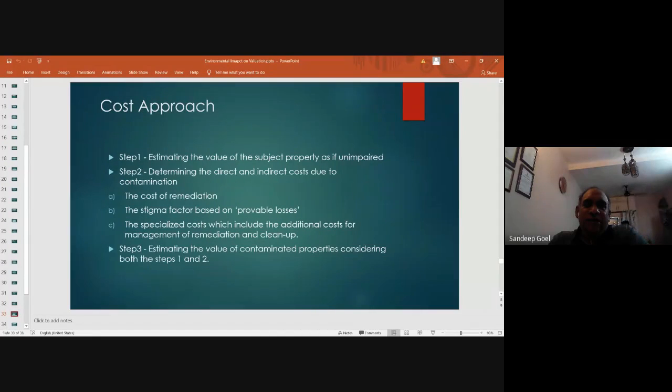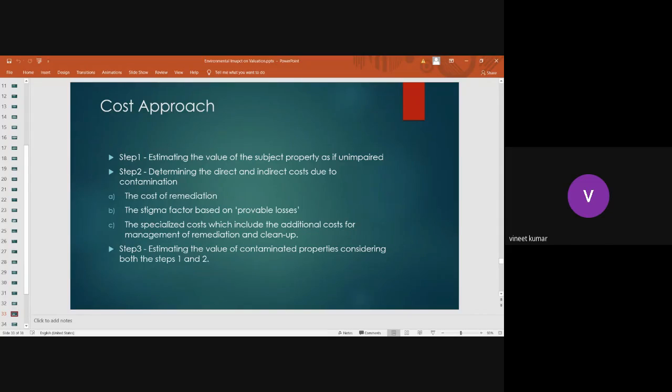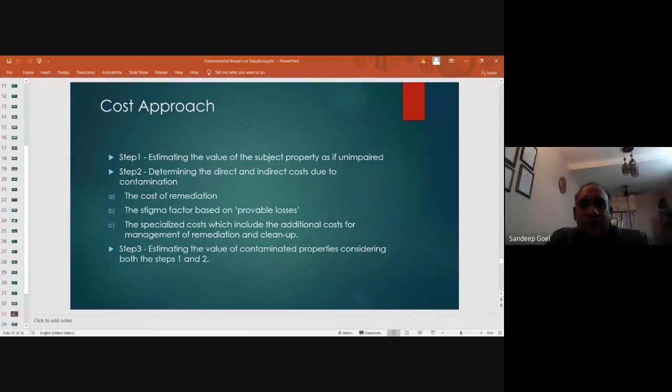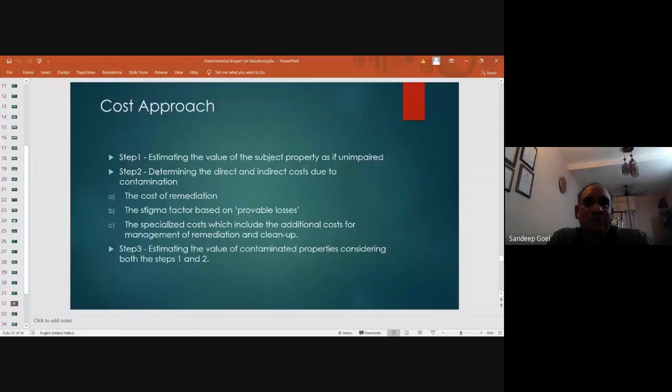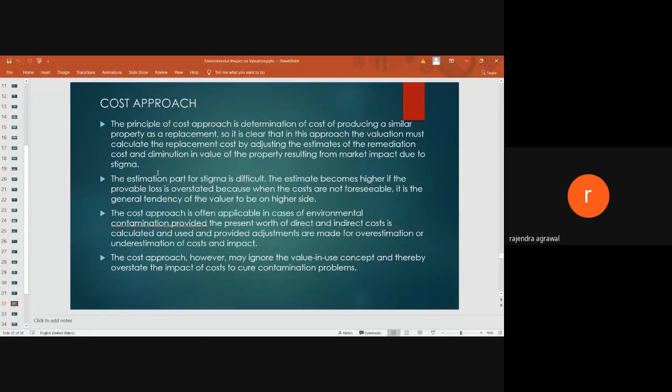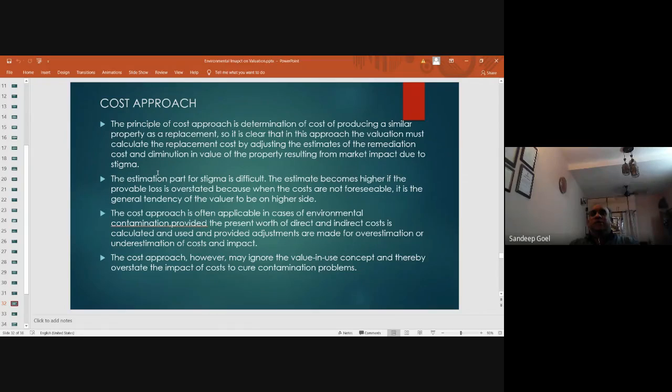How to estimate? I have already covered step one, estimating the value of the subject property as if unimpaired. Then it is impaired. That means the direct and indirect cost due to contamination, the cost of elimination, the maximum probable losses. Sir, please explain adjusting the estimate. Which one? Adjusting the estimate in the cost approach. Because the construction cost, the value of material is not going down, labor is not going down. Boss, the cost of the construction will be the same. The cost of the construction replacement will be the same. We are not talking about whether the cost of construction is the same or not. We are talking about stigma here.